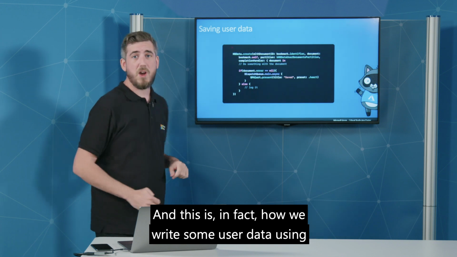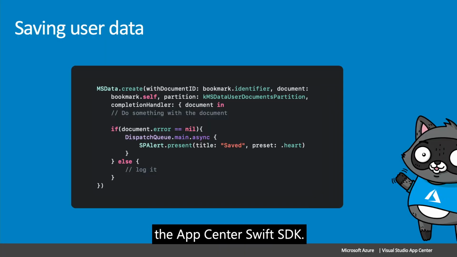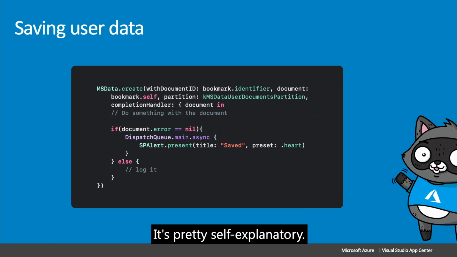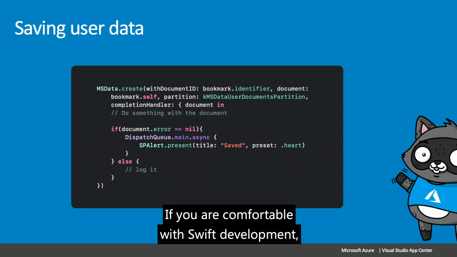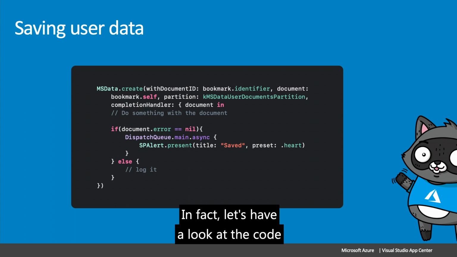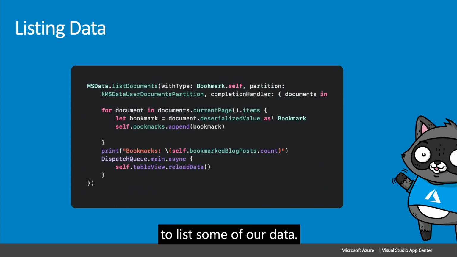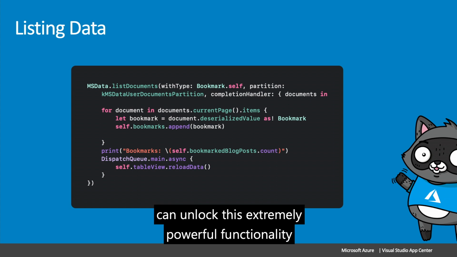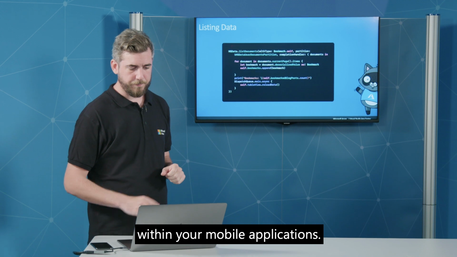And this is in fact how we write some user data using the App Center Swift SDK. Just a couple of lines. We start with msdata.create. It's pretty self-explanatory. And if you're comfortable with Swift development, this should be really, really easy to get started with. In fact, let's have a look at the code to list some of our data. Again, just a small snippet of code can unlock this extremely powerful functionality within your mobile applications.